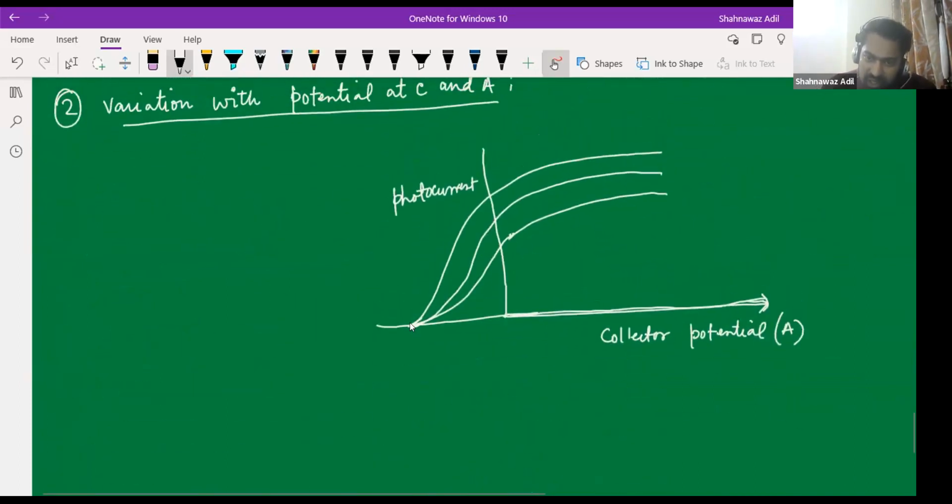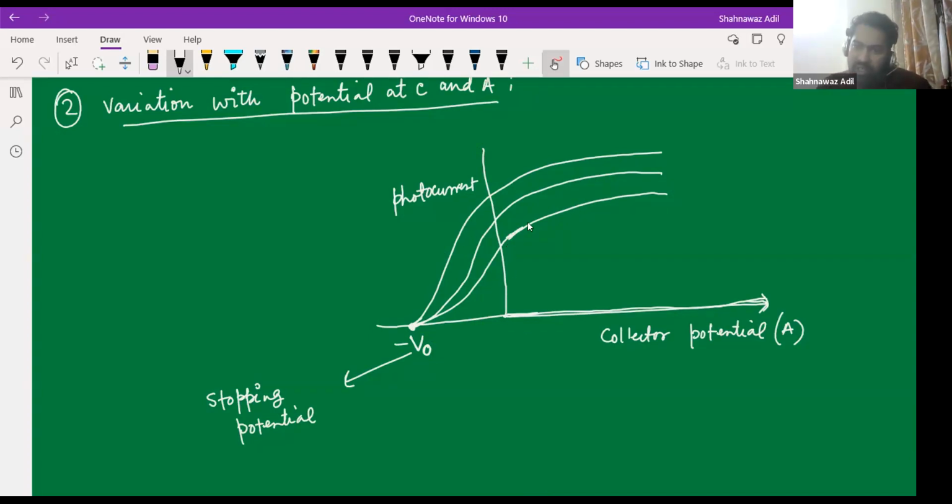So we have increased the negative potential, and let's say this is V naught. And at this V naught potential, the current, this is the photocurrent, y-axis, is becoming 0. The photocurrent would be 0 at this potential. So this is called stopping potential. And in these three different graphs, the current is becoming constant, right?